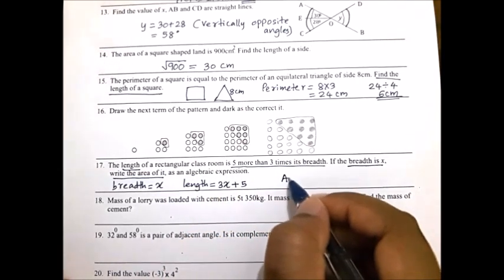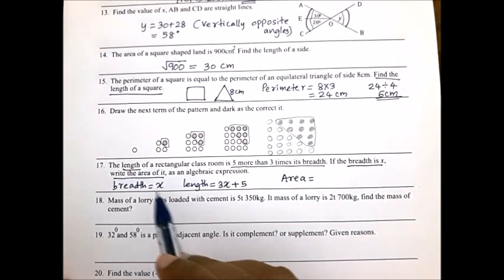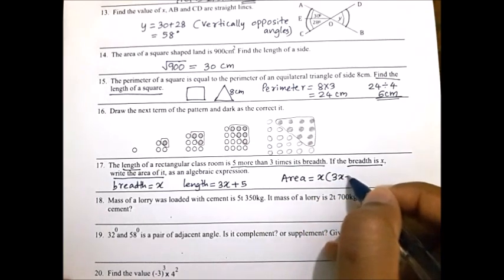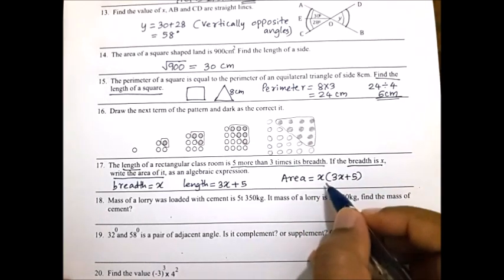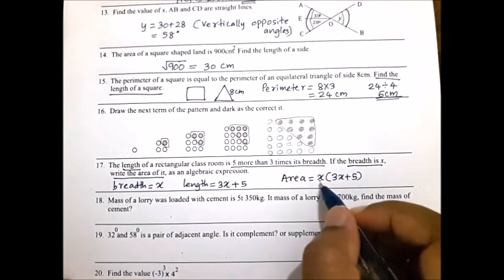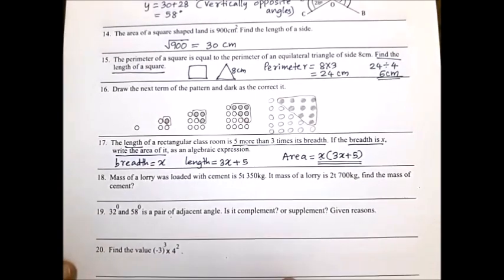How can you find area of this rectangle? Length multiplied by breadth. Put a bracket. Here between x and bracket there is a multiplication. So breadth multiplied by length. This is area.